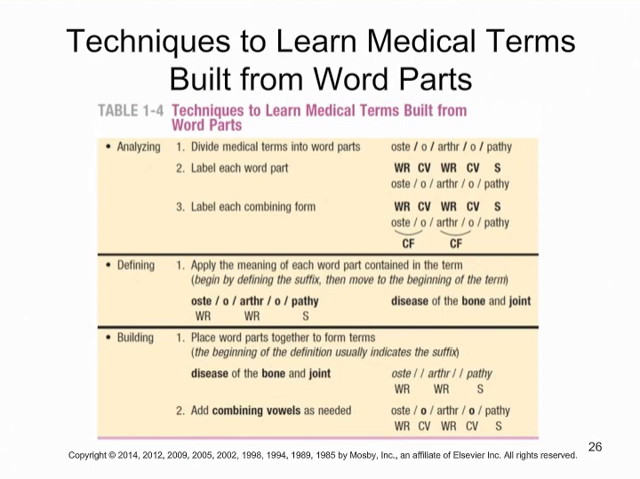For number 3, they say label the combining form. You don't really have to do that. This whole step here is mostly for you to figure out what the word means. If you can do that any other way, go for it.